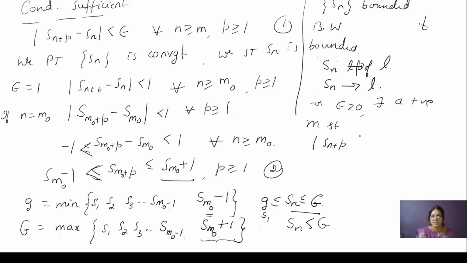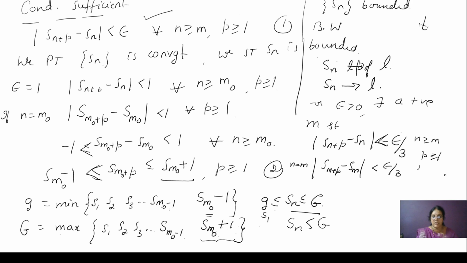plus p minus S_n, this condition is less than epsilon, we have already. Now I will take it less than epsilon by 3 for our convenience, for n greater than or equal to m and p greater than or equal to 1, because this condition is always true. And now when n equals m, this is S_{m plus p} minus S_m, and this is less than epsilon by 3 for the same condition n greater than or equal to m and p greater than or equal to 1.